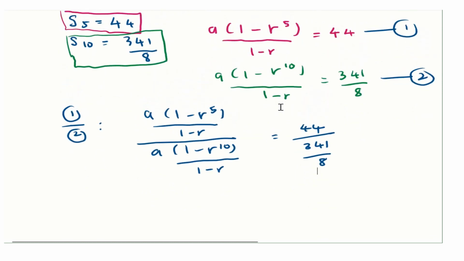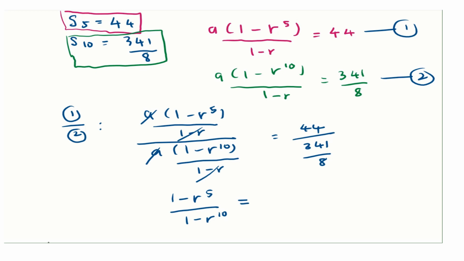Okay, so then 1 minus R can be cancelled out, and A can also be cancelled out. Then we get 1 minus R to the power of 5 over 1 minus R to the power of 10, which is equal to, this one we can calculate. So then we get 44 divided by 341 over 8, we get 32 over 31. This is 32 over 31.